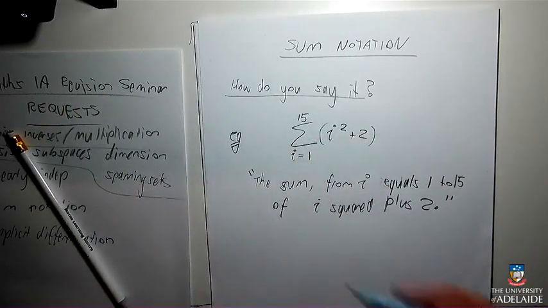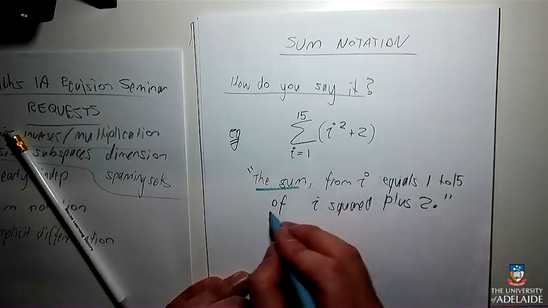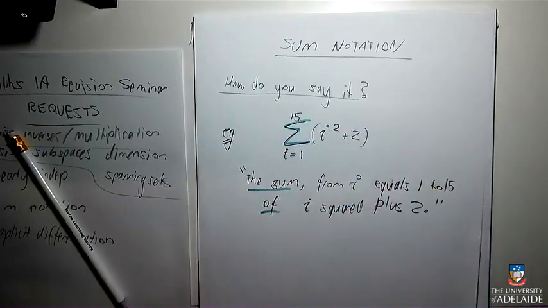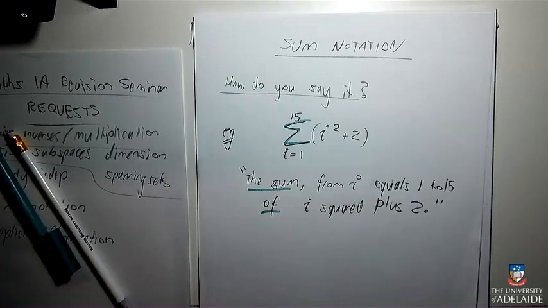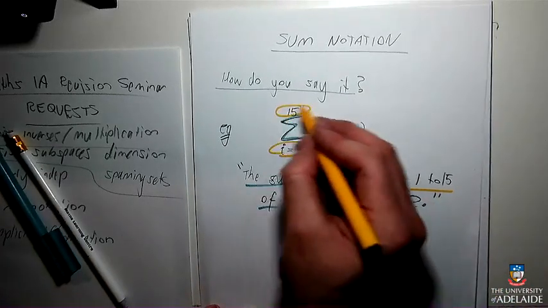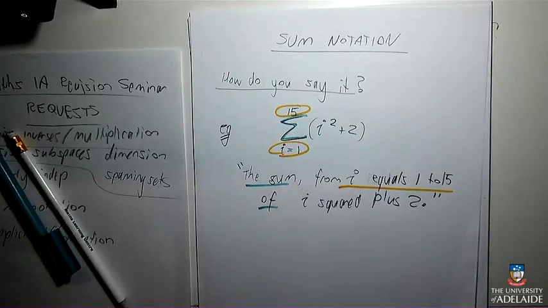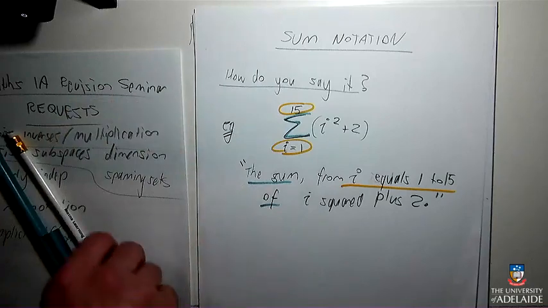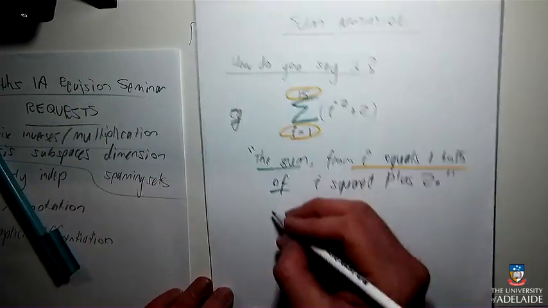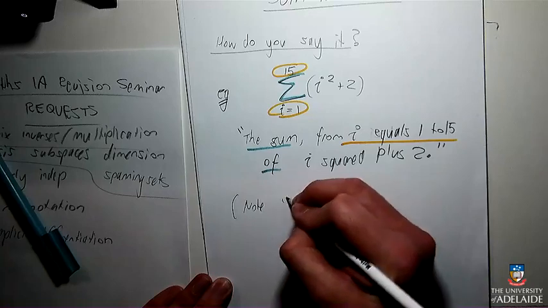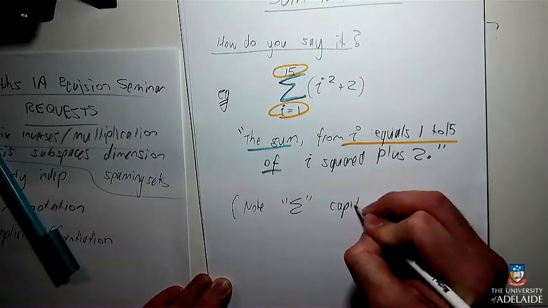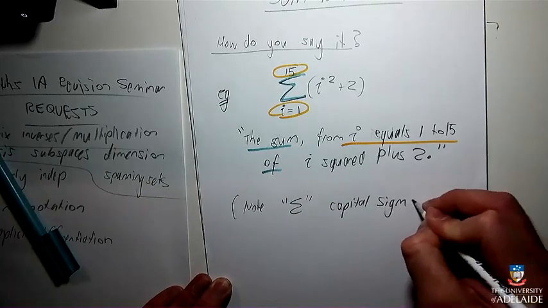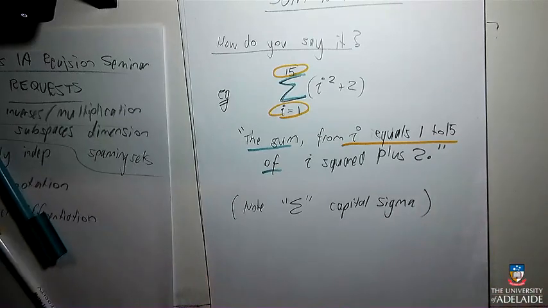So the sum of is this bit here. And from I equals 1 to 15 is these bits here. And the reason we use this letter is it's the capital letter sigma, just as a note, which in Greek makes an s sound, which is why it's used for sum. Okay, so that's what it is.